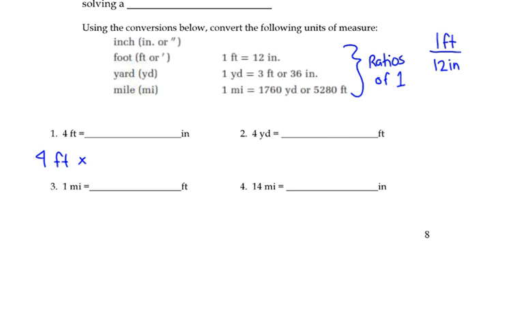How we set it up is the unit that you're given goes on the denominator. So this is where the given unit goes. The 4 feet is on the numerator, and the feet in the denominator are going to cancel out because you have 1 on top and 1 on the bottom. What we're looking for, the inch, goes on top. Inch is your desired unit.